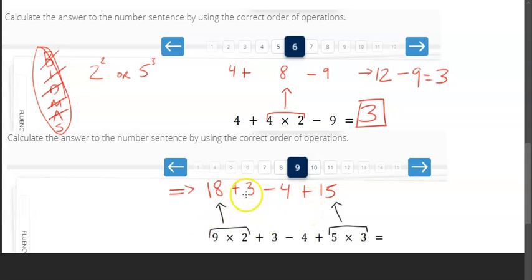Now I will do the additions. I have 18 plus 3 minus 4 plus 15. What is 18 plus 3? This is 21.